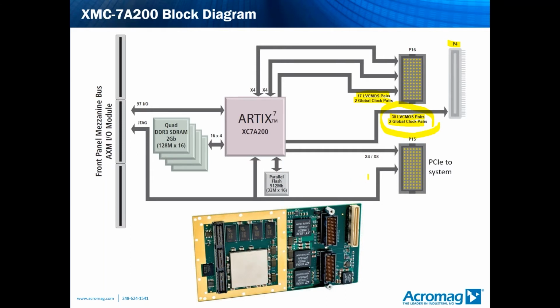In this walkthrough, we're going to reconfigure the rear I/O to the P4 connector as a 32-bit bidirectional differential port. This change will require updating the block diagram, top-level VHDL source, and the constraints file.